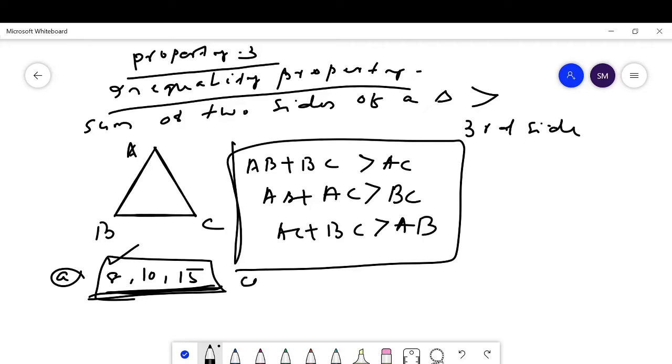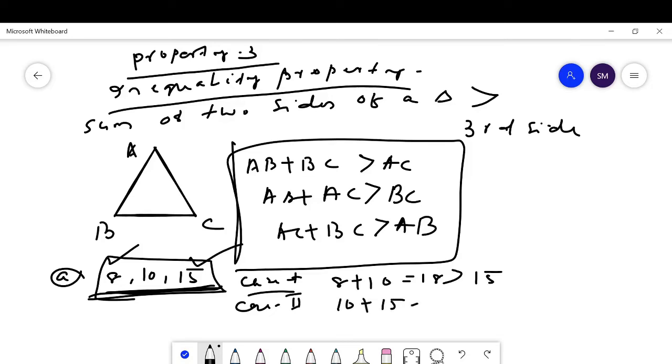The triangle inequality property says, case 1: 8 plus 10 is equal to 18. Yes, this is greater than the third side 15. Then case 2: 10 plus 15 equal to 25. Yes, this is greater than the third side 8.